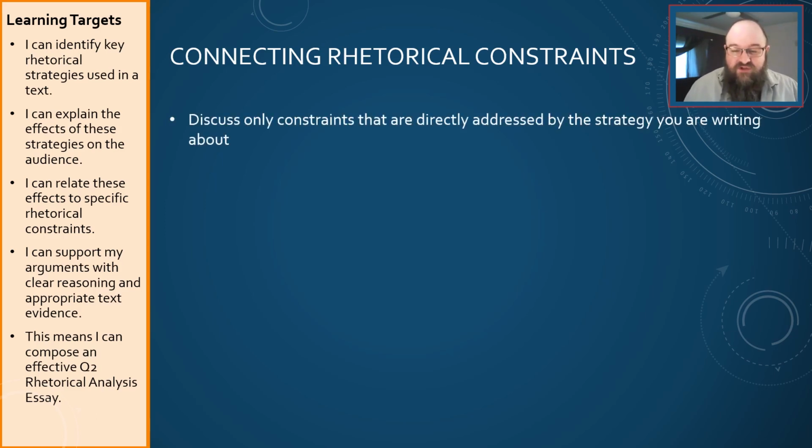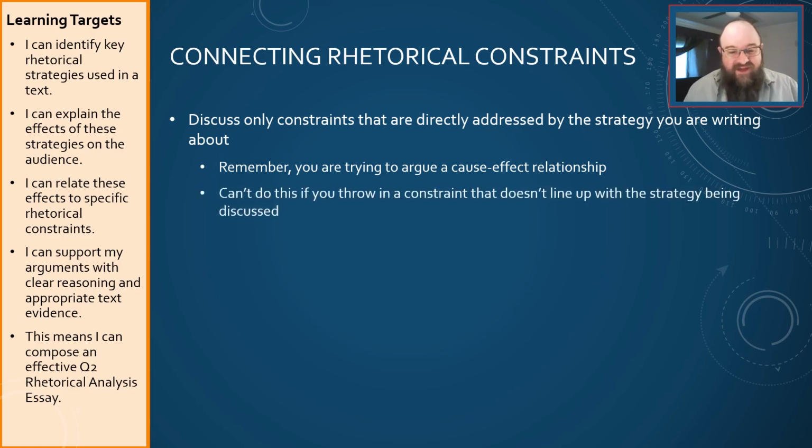Discuss only constraints that are directly addressed by the strategy you are writing about. Remember, you're trying to argue a cause and effect relationship, and you can't do this if you just throw in a constraint that doesn't line up with the strategy being discussed. You can't argue cause and effect if your cause and effect aren't actually related to one another.